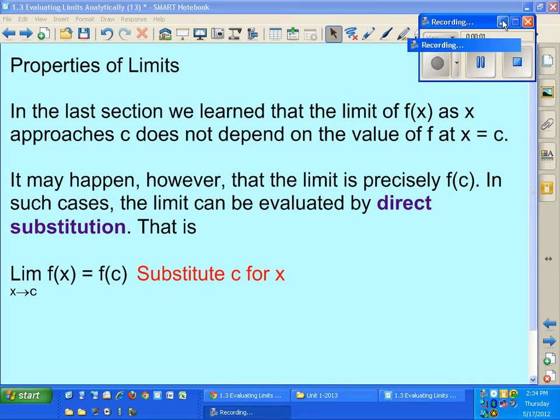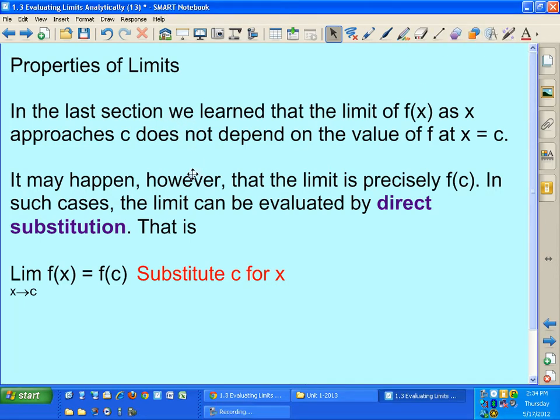Hello and welcome to section 1.3, Evaluating Limits Analytically. In this video we are going to go through all the properties and things that you need to know and make sure that you get them down, so that when you come to class you're prepared and you don't have to be copying these down.